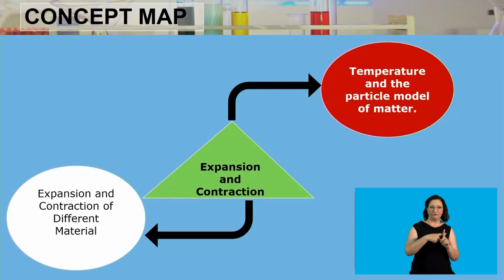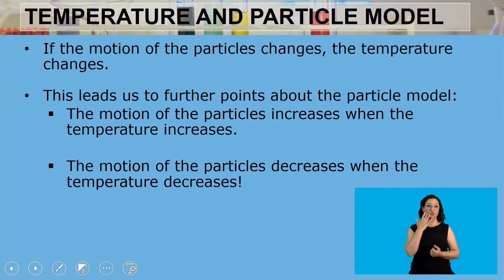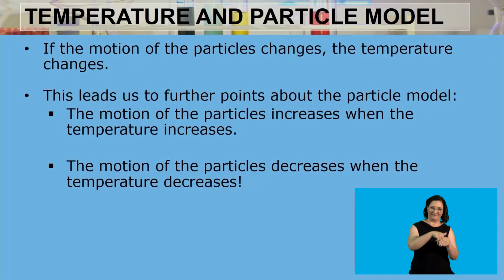So now we're just going to jump into our first concept of the lesson. That is the temperature and the particle model of matter. So what do we mean by that and what is it? We need to know that if the motion of the particles changes, the temperature also changes. Remember, we said that all matter is made up of particles that are always in motion. So when we increase the temperature of those particles, the motion will also change. By increasing the temperature, the motion will also increase.